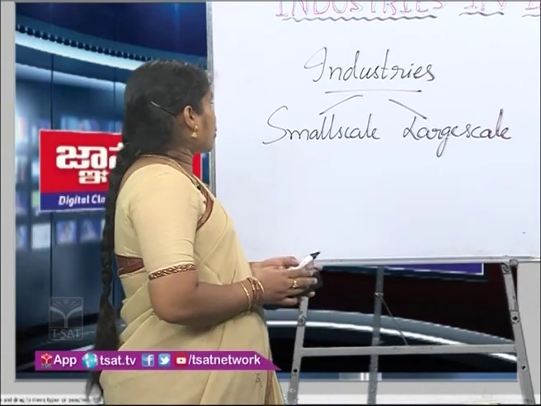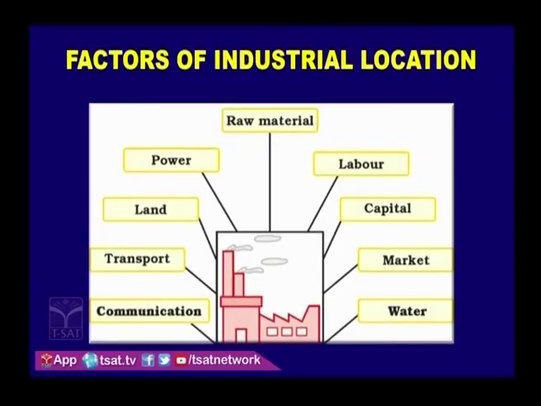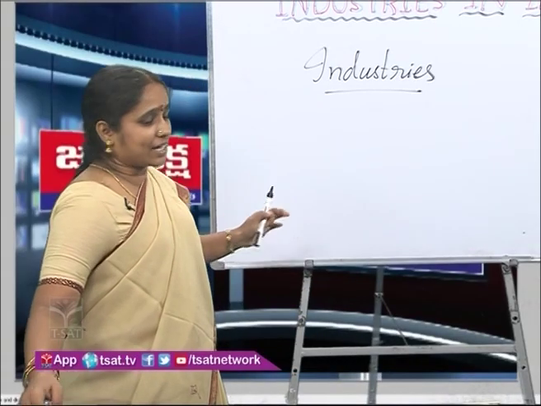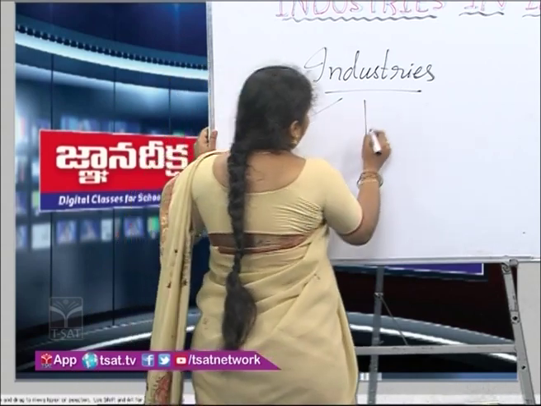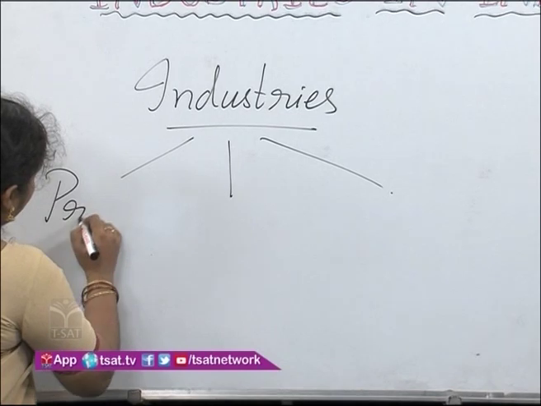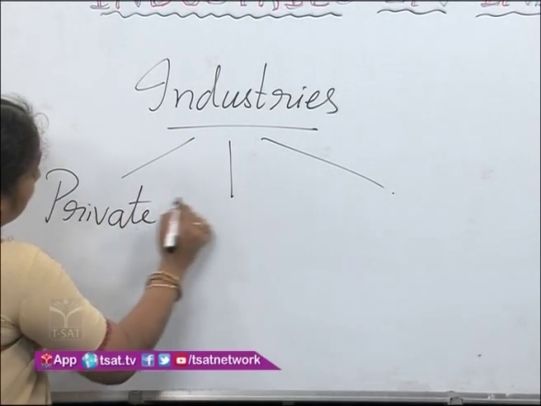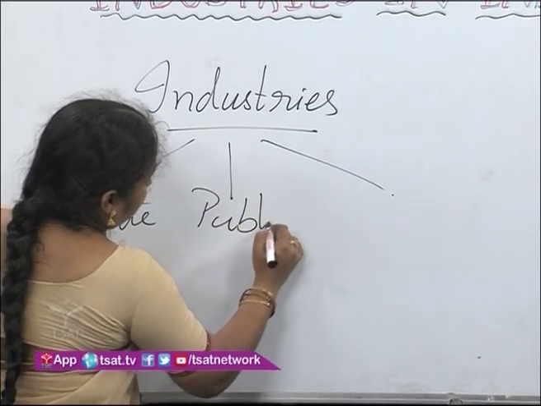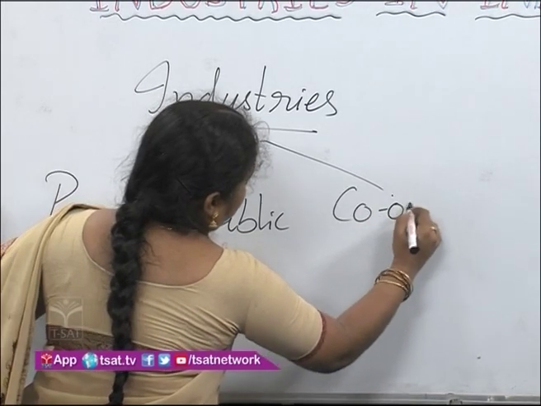Now let us go to the second categorization, that is based on the ownership, and there are three categories in this. They are private sector, public sector, and cooperative sector.